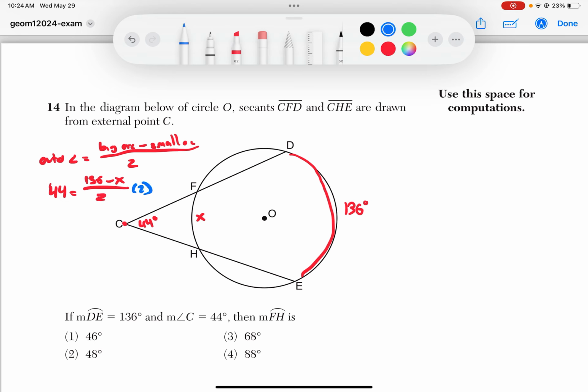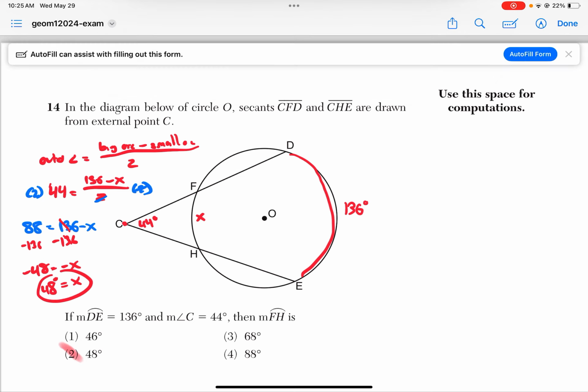And this is where just some good old-fashioned algebra comes in. 44 times 2 is 88. Let's subtract 136. So 88 minus 136 is negative 48 equals negative x, which hopefully I'll catch on anyways because I can't have a negative number for an arc measure. So if negative x is negative 48, then x has to be positive 48, which if you divided both sides by negative 1, you would get there regardless.